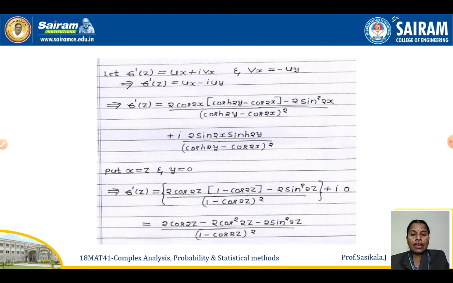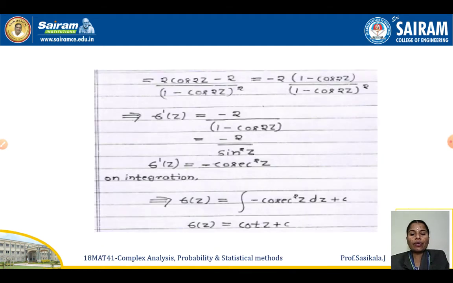Again, you can see that you can take a common minus 2. Cos square 2z plus sin square 2z will be 1. So I'll get only the term 2 cos 2z minus 2 by 1 minus cos 2z the whole square. Again minus 2 I am going to take out, so one term will get cancelled. It is minus 2 by 1 minus cos 2z. 1 minus cos 2z I can write as 2 sin squared z. So minus 1 by sin squared z is nothing but cosecant squared z. So f dash of z is minus cosecant squared z.